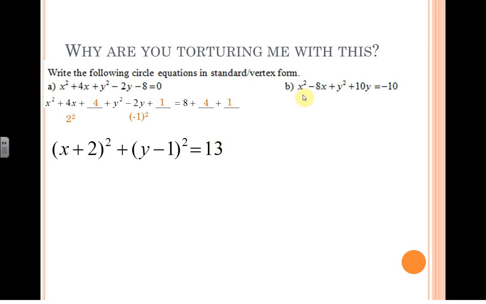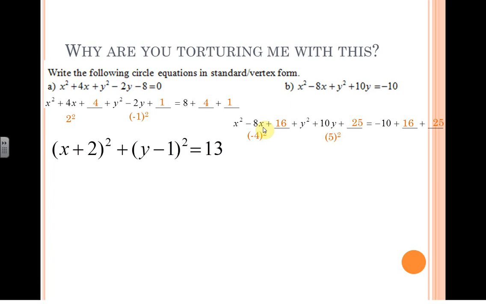Okay, moving on to B. So again, put your x's together, leave a space. Put your y's together, leave a space. Put everything else on the other side, which it already is, and leave 2 spaces. -8 divided by 2 is -4. -4 squared is 16. It goes in both spaces. 10 divided by 2 is 5. 5 squared is 25. It goes into both spaces.